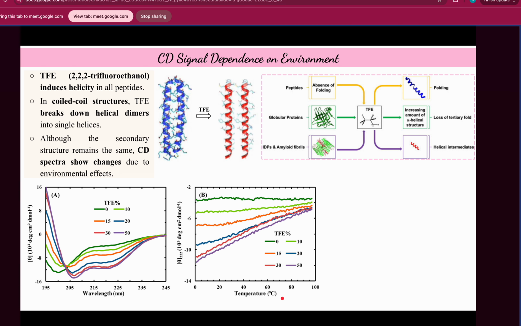And with respect to temperature, and this was with respect to wavelength, because we have seen in the previous example also, if we increase the temperature, then the secondary structure begins to break down. So the protein becomes more unfolded. So in such scenarios, with an increase in temperature, we can see that there is a decrease in the peak values which are observed, and this is so for all the cases.